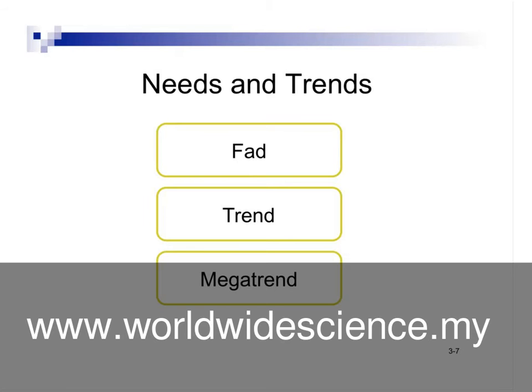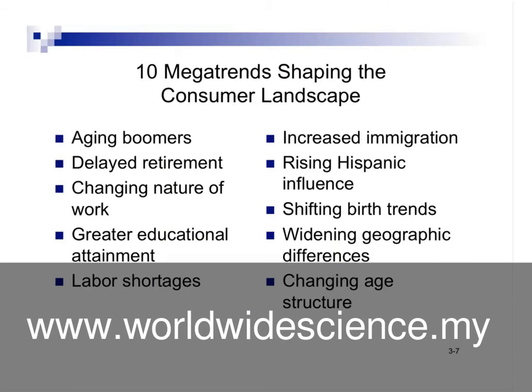Okay, so let's go to the next slide. These are some good examples of megatrends. Aging boomers. Baby boomers are basically a grouping of people according to the year they were born. After World War II, the generation of people who were born then, they call them baby boomers. Now they are getting old. That's a megatrend because that whole generation has aged and is at a certain age now. Or delayed retirement. Now it's a megatrend.